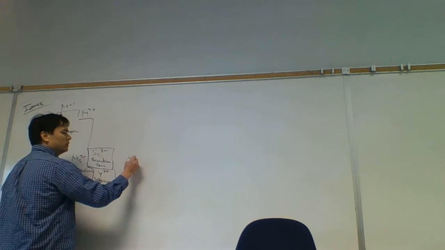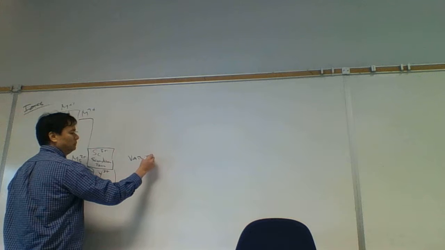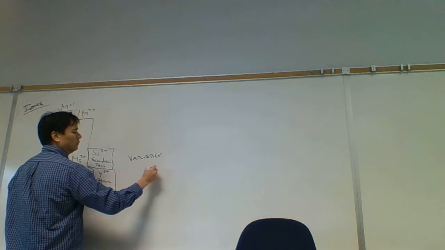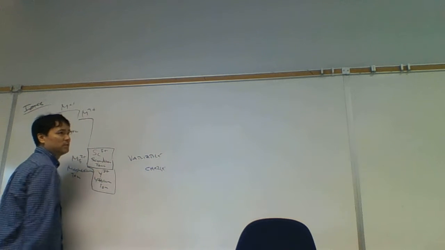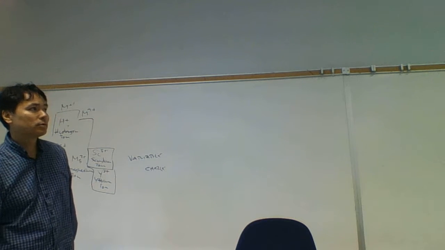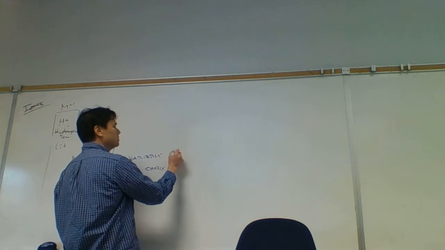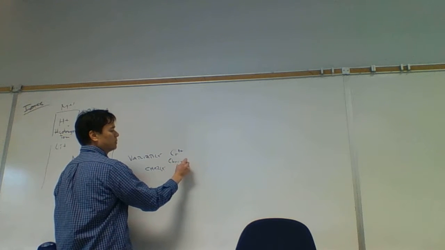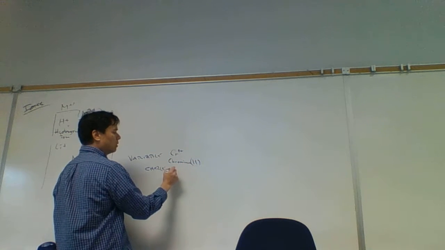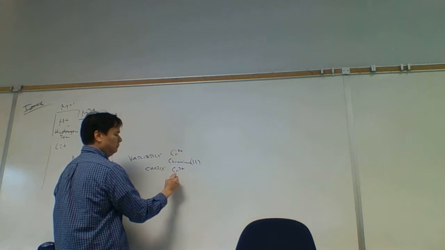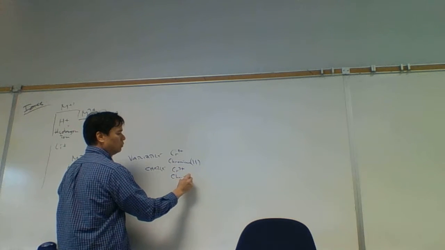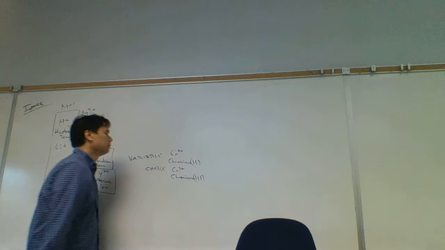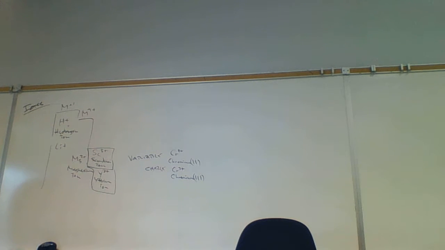Okay, then we go on to the variable charge here. The variable charge species, like which ones? Like chromium. You know, what's the charge on chromium? Chromium(II), this would just be an example, Roman numeral 2, or chromium(III), Roman numeral 3. So we have variable charge.